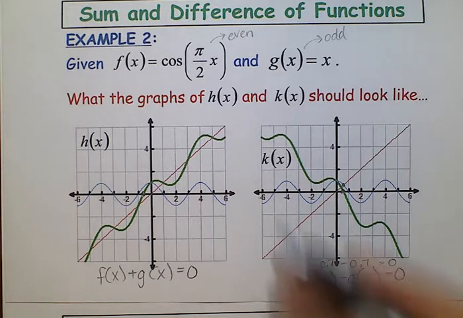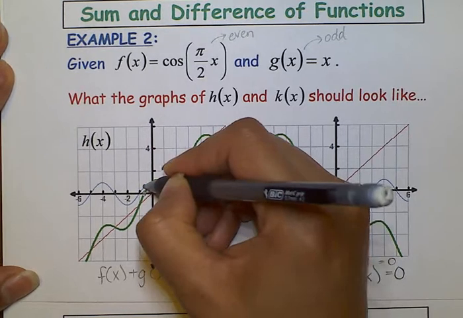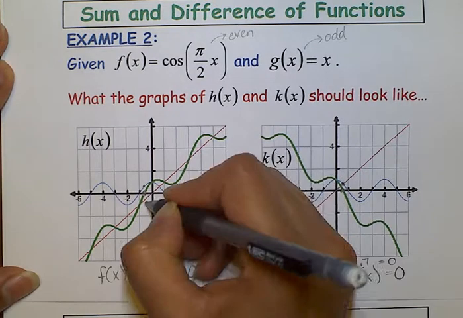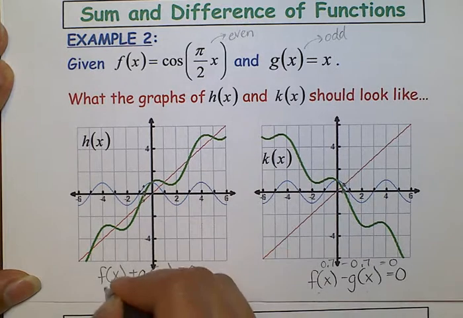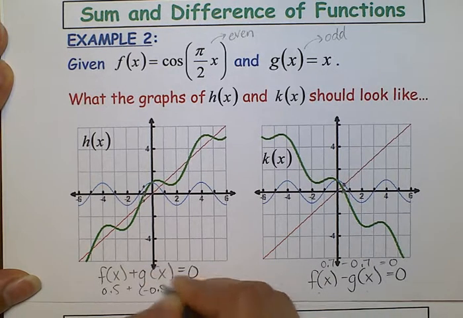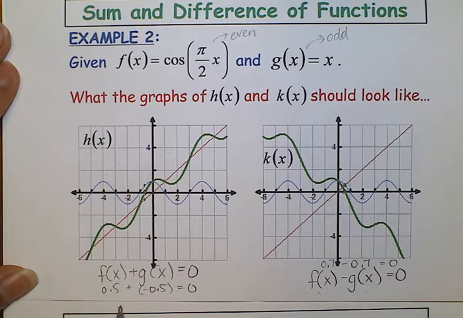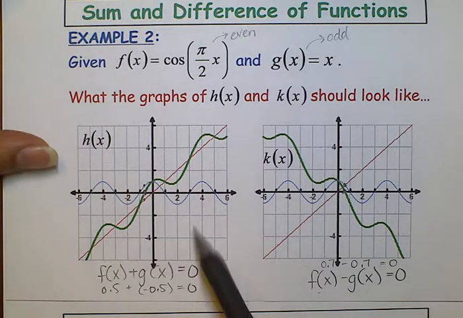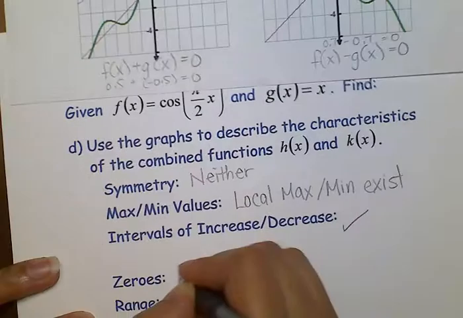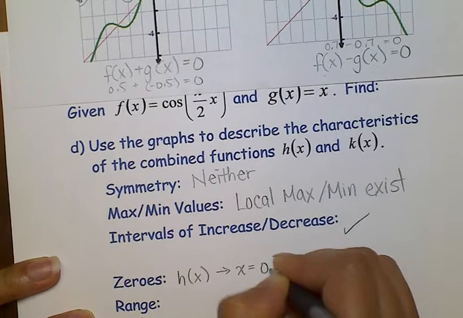And so if you actually look at the 0 on the green graph, you'll notice that the cosine function is about positive 0.5 and the linear function is about negative 0.5. And so positive 0.5 plus negative 0.5 equals 0. So in the addition function or the sum function, what you're looking at is the same value of y but positive and negative. In the difference function, you're looking for a point of intersection because both the values of y are exactly the same. Okay? So there's the 0 of the function for h of x. We have x equals, I would say, about negative 0.7.